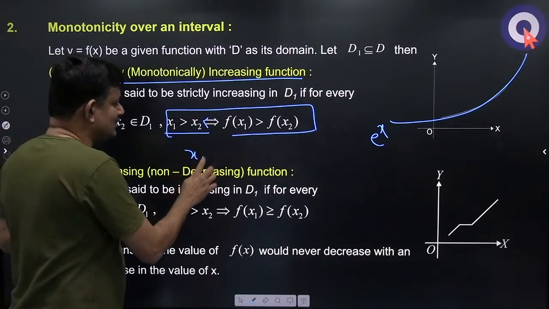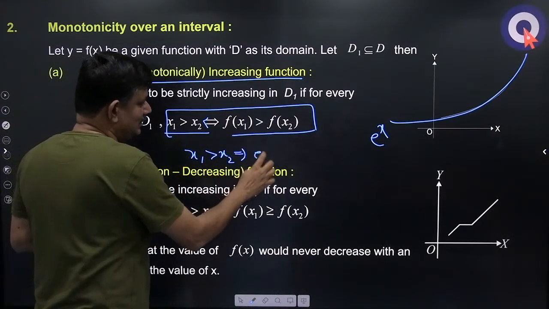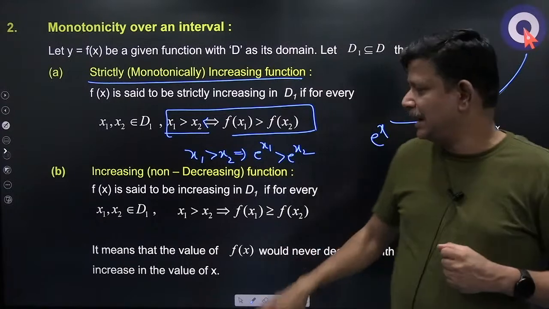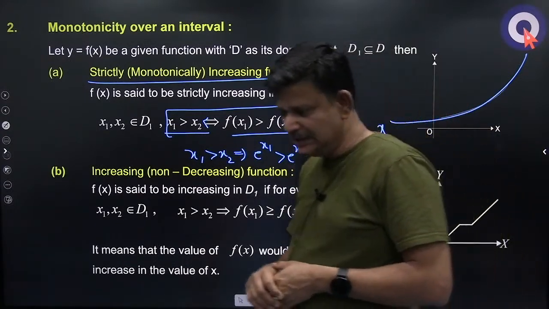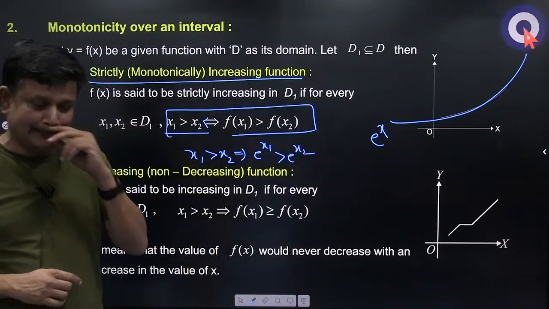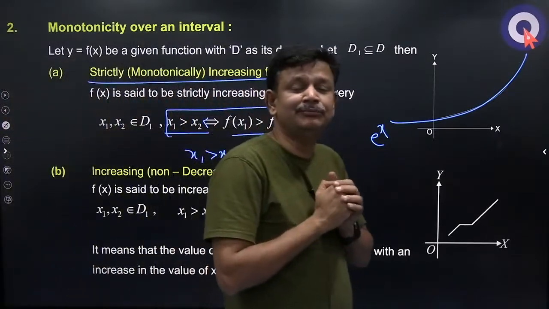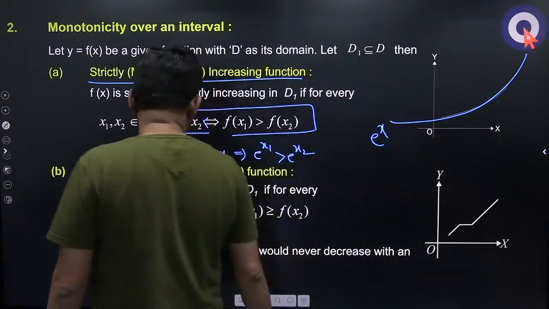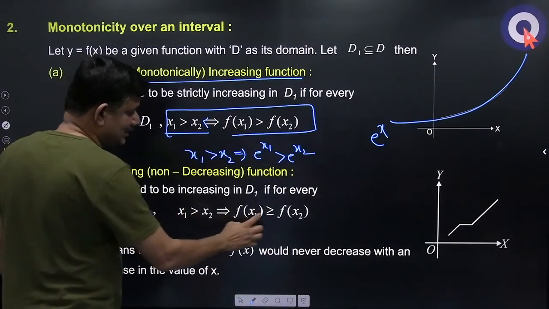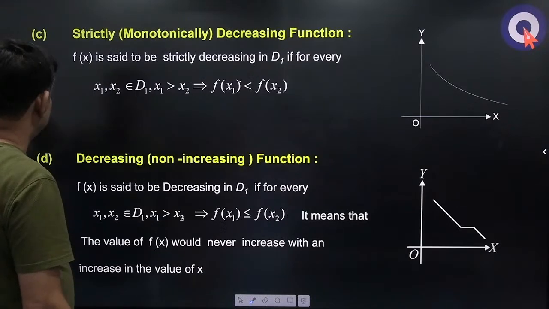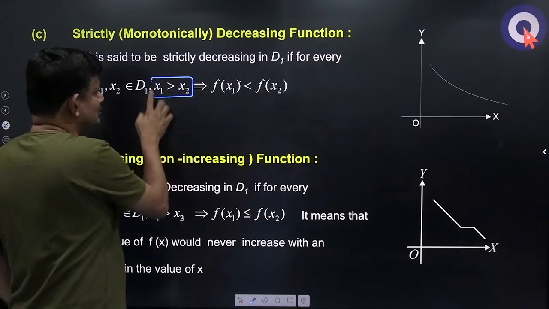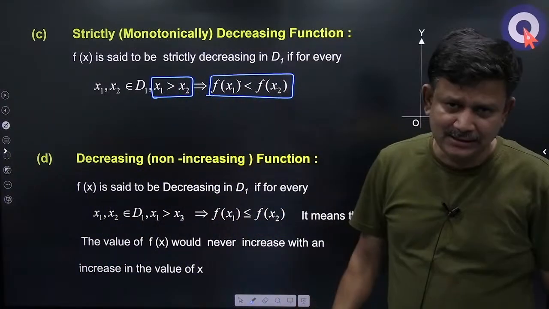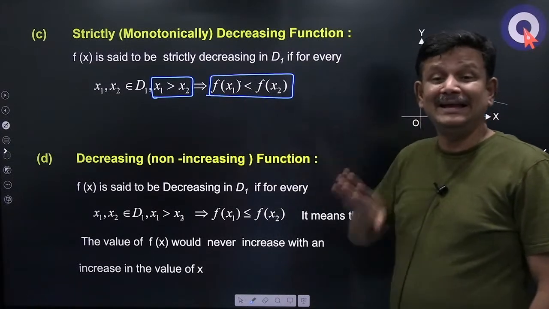If somebody says x1 is greater than x2, then you can say e power x1 is greater than e power x2. So you can happily apply an increasing function over an inequality. Similarly, you can also remove an increasing function over an inequality. So whatever operation you are doing over an inequality, you have to be very clear whether it is an increasing function or a decreasing function. In a decreasing function, what will happen? Inequality will reverse. If x1 is greater than x2, then f of x1 will be less than f of x2.